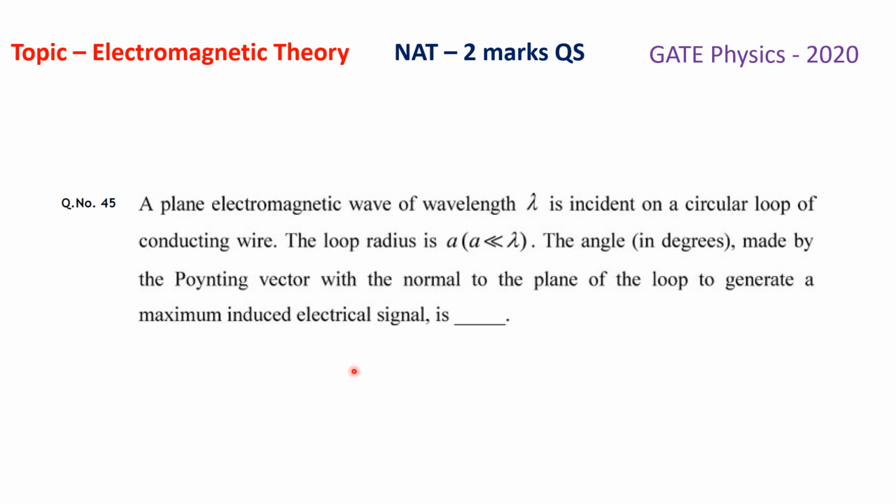a maximum induced electrical signal is, so we have to find the angle made by the Poynting vector with the normal of the plane of the loop to generate a maximum induced EMF. Let us see how to solve this problem.